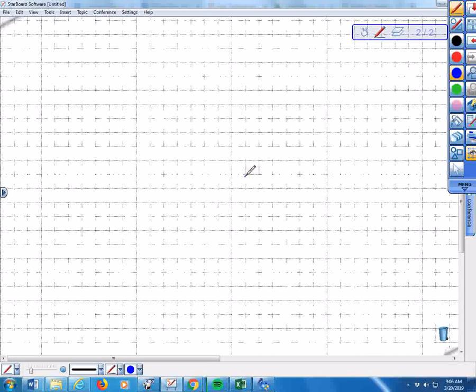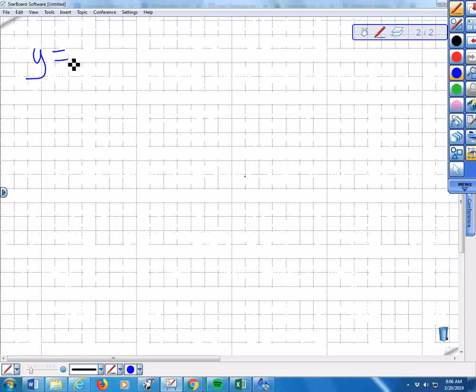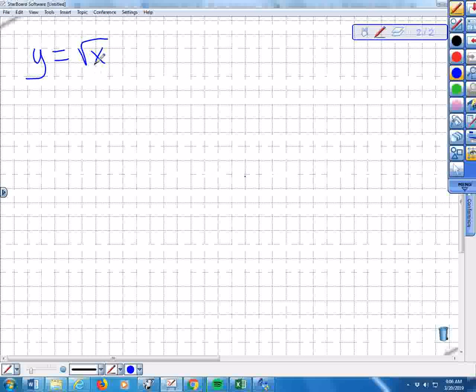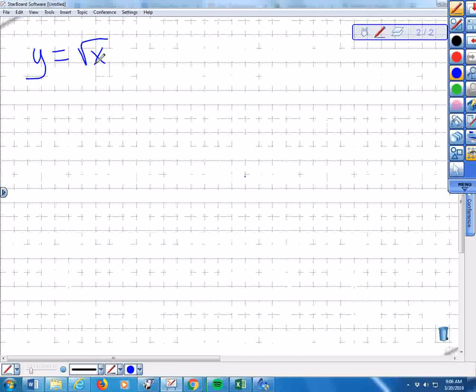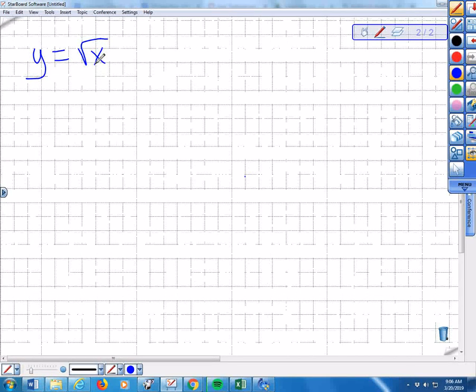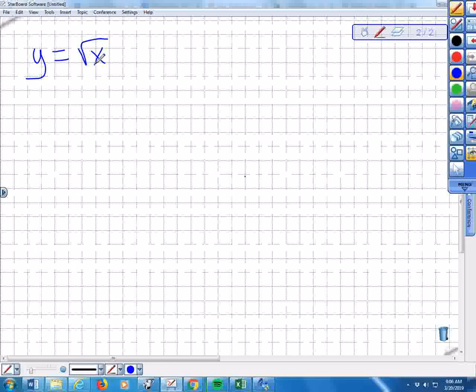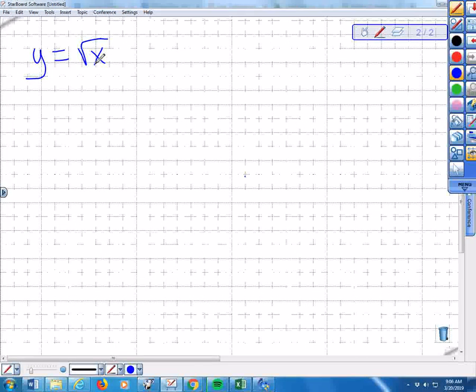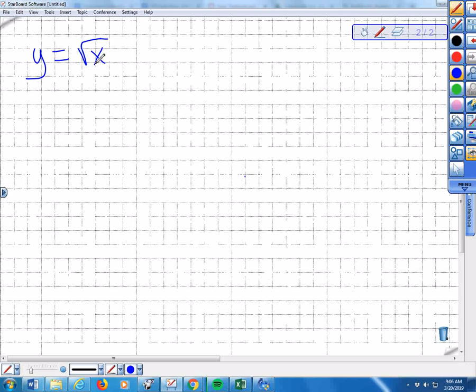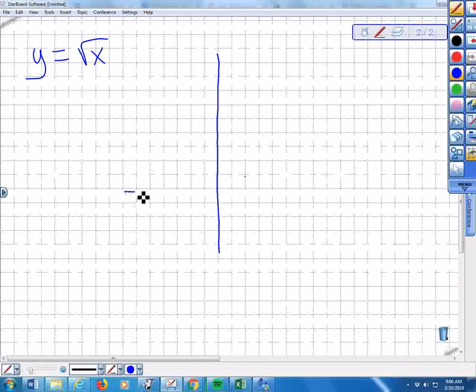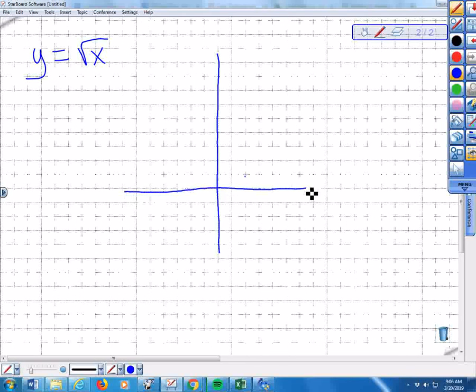So let's just first graph this. It's called the parent function. The most basic of the function is the square root of x. Okay, this is called the square root function. So the easiest way to graph this is to just do a quick table of values.